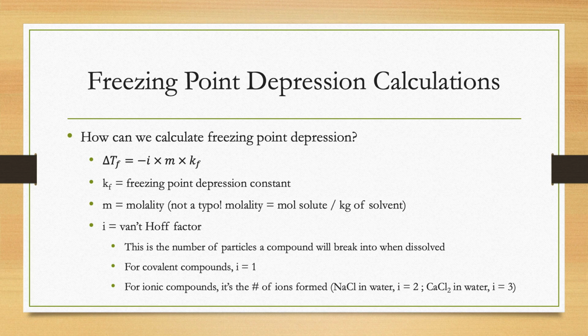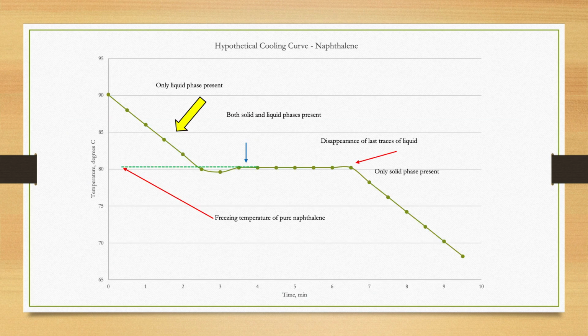And do pay attention to the fact that it's the number of ions, not just atoms. So if you get something like calcium carbonate, which is CaCO3, that would still be an i of 2 because there's only 2 ions that are actually being formed in that case when you dissolve it in water.